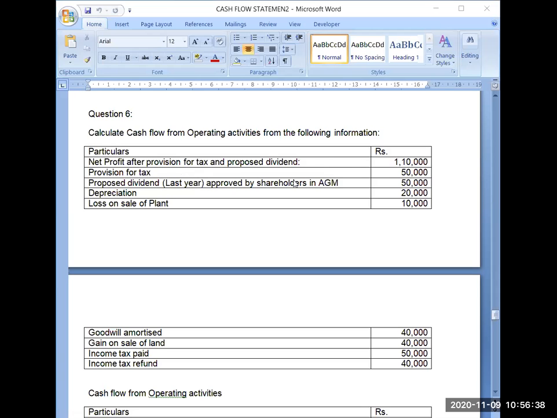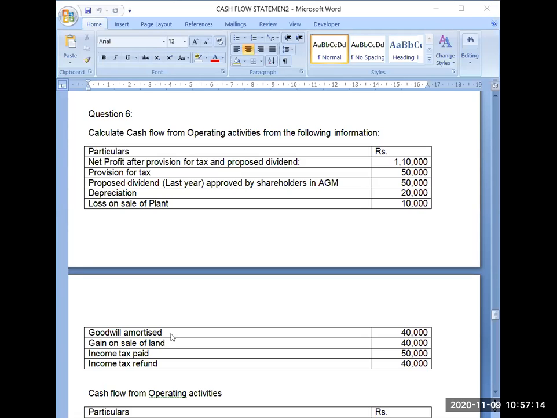Now provision for tax is given, 50,000. Then proposed dividend, because last year's proposed dividend will be the only one considered in the cash flow statement, that we have discussed on Saturday. Then depreciation, it is a non-cash expense. Loss on sale of plant, it is a non-operating loss. Goodwill amortized, again non-cash. Gain on sale of land, it is a non-operating income. Income tax paid, wait for that, income tax refund.